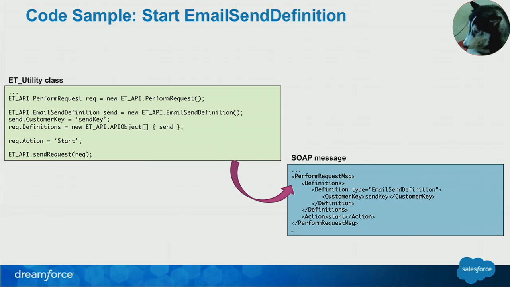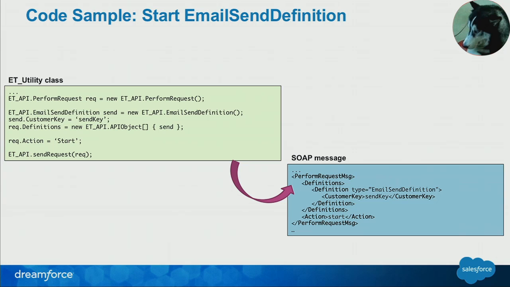So we create an ET API perform request. We define on which object we want to perform something, and we do that on the email send definition, which we identify again using the customer key. And we define which action we are going to perform on that object. It's the action start. All right. Then we send this again into the ET API class.